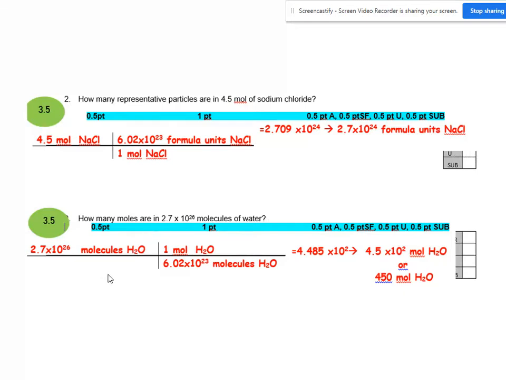The next one, you're looking at molecules, and you're going from molecules to moles. When you take 2.7 times 10 to the 26 molecules divided by 6.02 times 10 to the 23, you get 4.5 times 10 to the second moles of H2O. Or you could have it in standard form, 450 moles of H2O. Make sure that if you don't have your power of 10, it's minus a half for the answer. Sig figs are half, unit half, substance half.